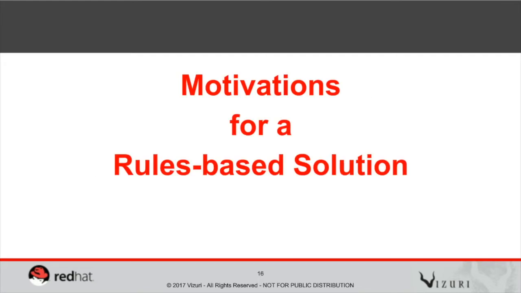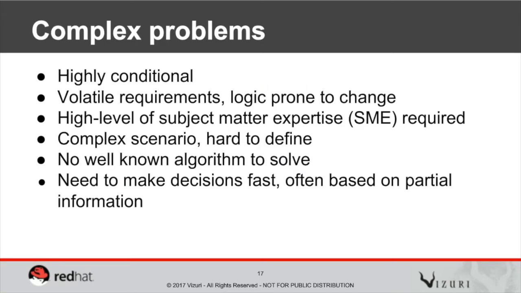So let's look at motivations for a rule-based solution. The moment you deal with complex problems, you should think of a possibility for a rules project. When you have conditions where you have a lot of volatile requirements, you have to deal with subject matter experts to get the answers, complex scenarios, those should all be indications that I may need a rule engine to solve this problem. And especially, you have environments where decisions are made fast and you need to react on those decisions, even though the information is only partial.